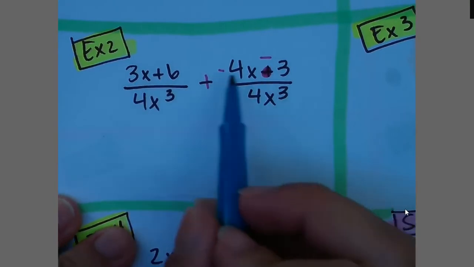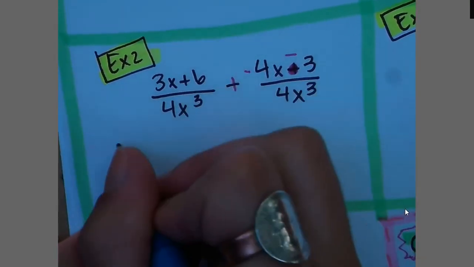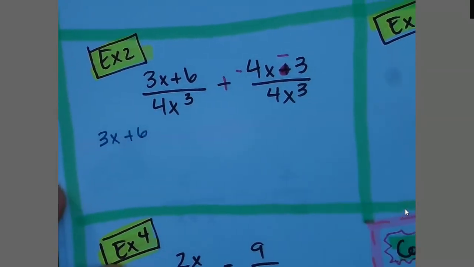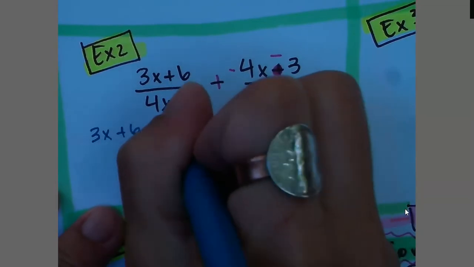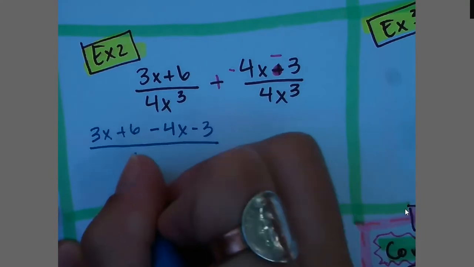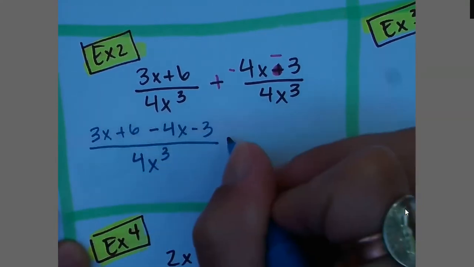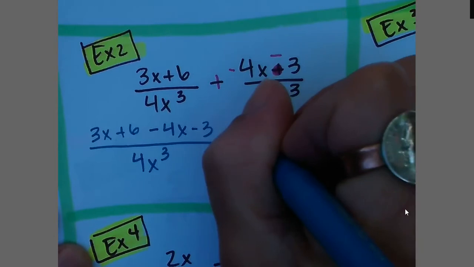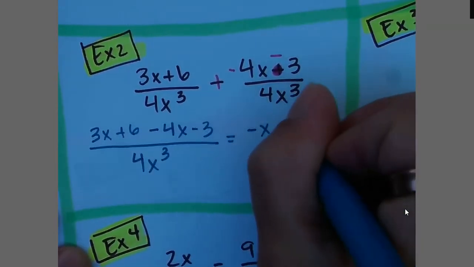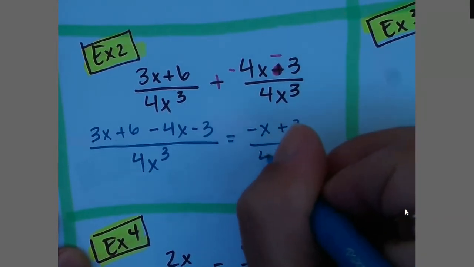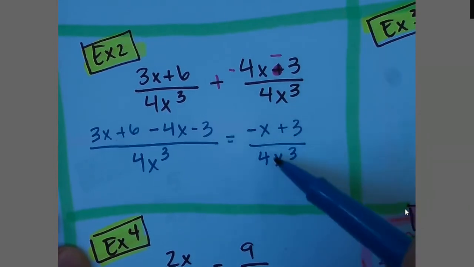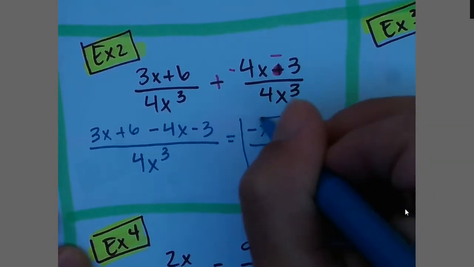So now I'm going to rewrite this with everything on the top and the common denominator on the bottom. 3x plus 6 plus negative 4x, which is the same as minus 4x. So I'm going to write minus 4x, and then minus 3. This is all over our common denominator of 4x to the third. 3x minus 4x is just negative 1x. 6 minus 3 is positive 3, so plus 3. And this is all divided by 4x to the third. Okay. Since this and this do not have a common factor, then this is our final answer.